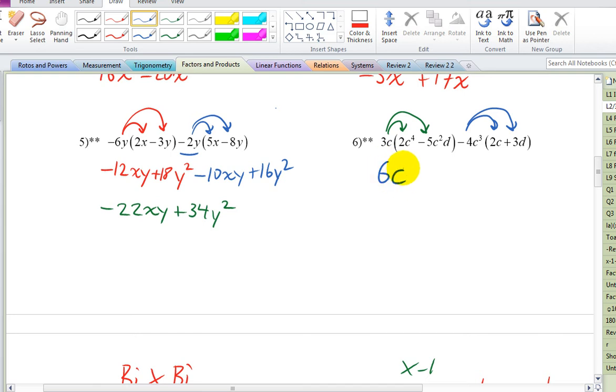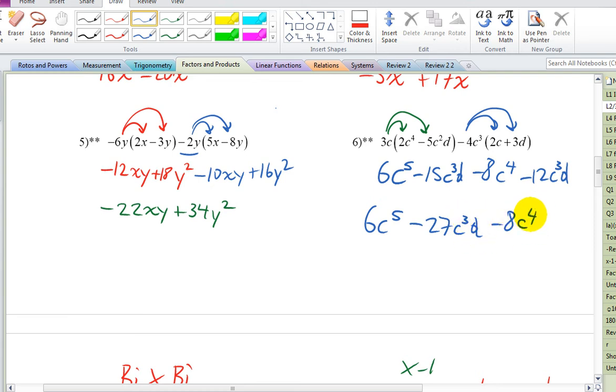Okay, so we got 6c^5 minus 15c^3d minus 8c^4 minus 12c^3d. Okay, so the 6c^5 can't change. This can go to negative 27c^3d minus 8c^4. Probably a better order would be 6c^5 minus 8c^4 minus 27c^3d.